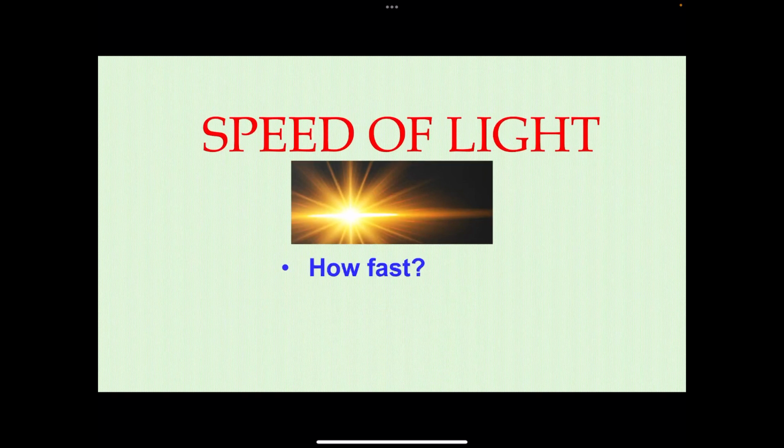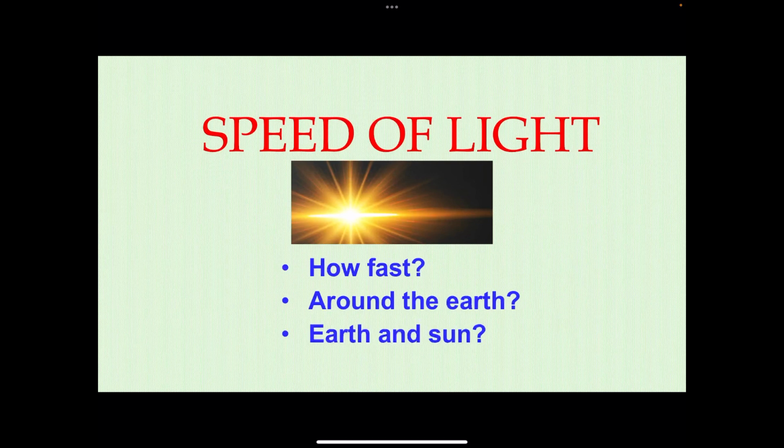Today we're going to look at how fast light travels, and then use this information to see how long it will take for the light to go around the Earth and other celestial bodies. And lastly, we'll also look at how long it takes light to travel between the Earth and the Sun and other celestial bodies. The speed of light is 3 times 10 raised to 8 meters per second.